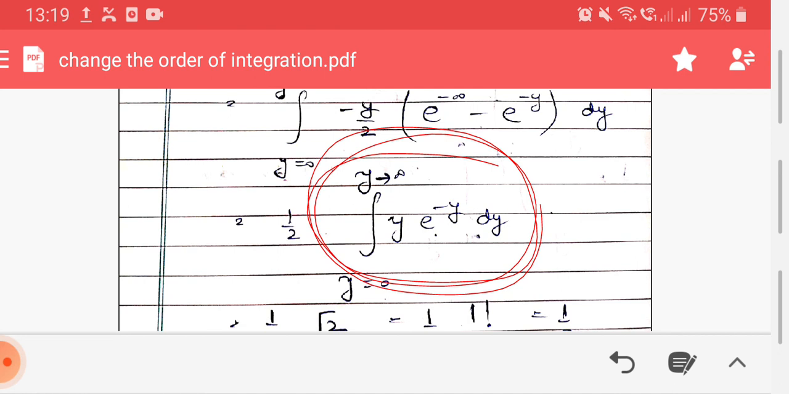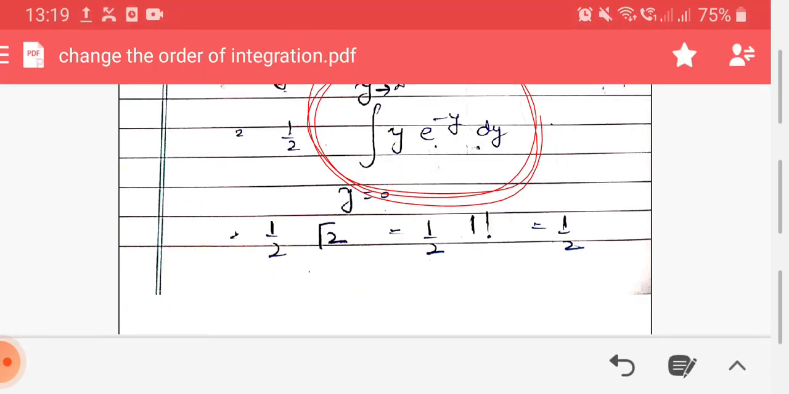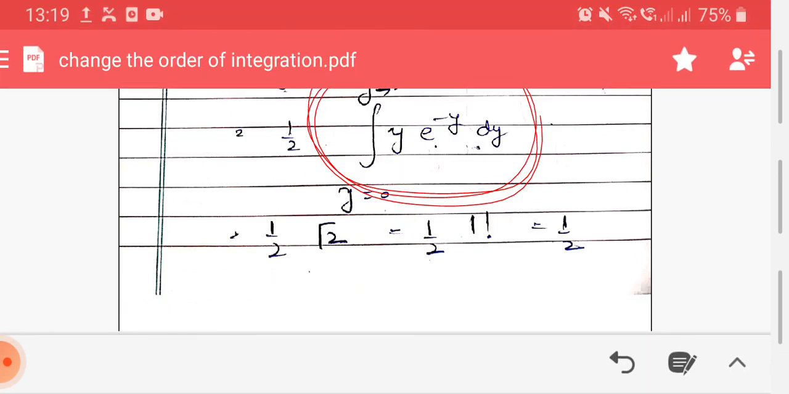So finally your answer would be 1 by 2. So that's the basic principle of integration in the multiple integral case by changing the limits.